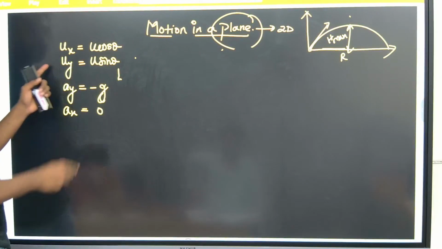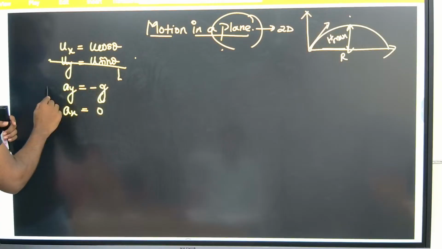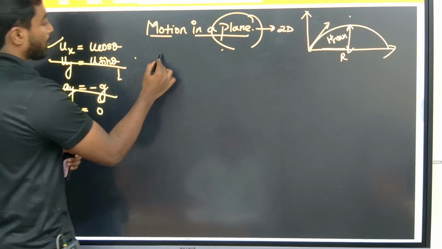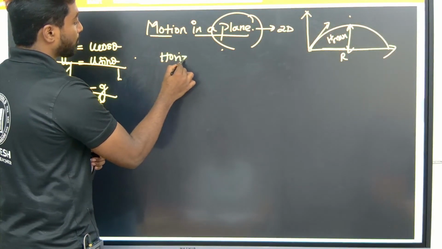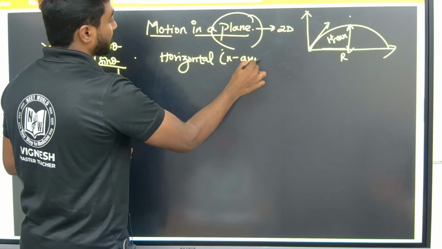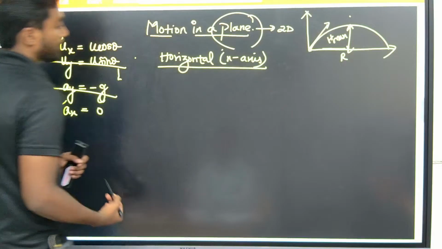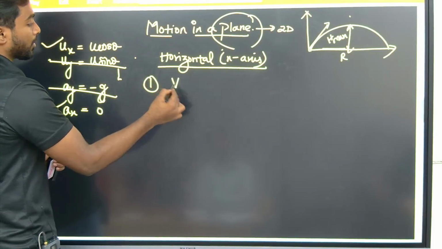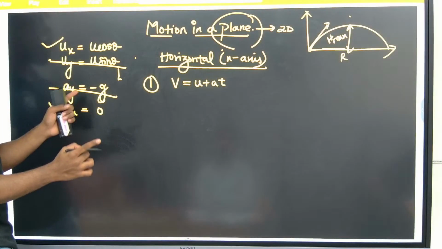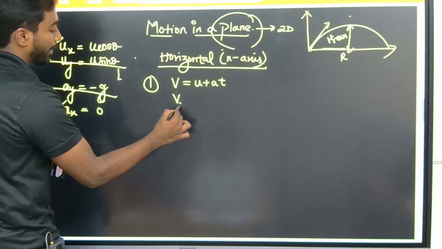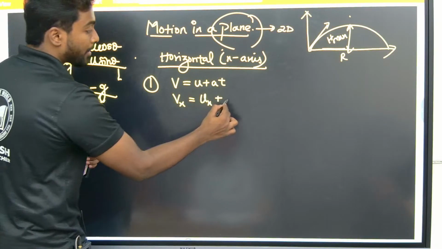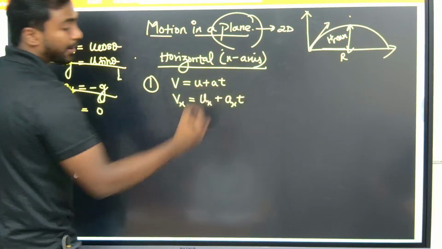So this thing we have completed. Now the remaining thing is in horizontal component, which is x axis. So what is the first equation? v is equals to u plus at. So in terms of x axis I will take: final velocity in x axis should be equals to initial velocity in x axis plus acceleration in x axis and time.